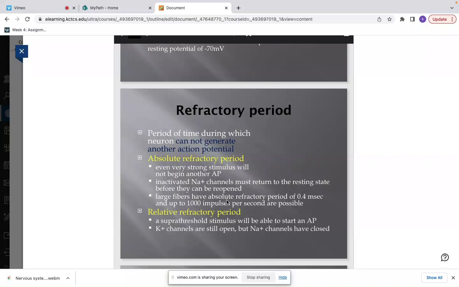So we have to ask ourselves, what is a refractory period? Well, this is a period of time in which another action potential should not be generated, right? Or cannot be generated. There's absolute, which means that absolutely there cannot be another action potential generated. And then the relative refractory period is which if we have a stimulus above threshold, then we can generate another action potential.